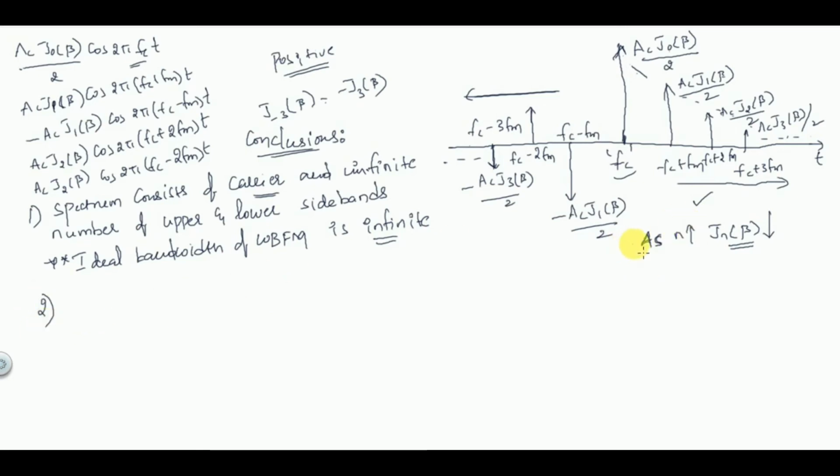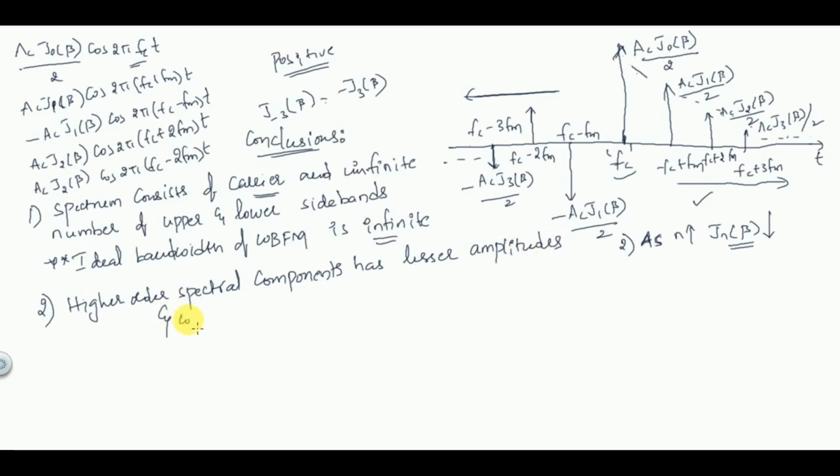The second point is, as n value increases, Jn of beta value decreases. So higher order spectral components, that means higher order frequencies as n value increases, have lesser amplitudes. Because as n value increases, Jn of beta value decreases, the higher order spectral components have lesser amplitudes and constitute less power.